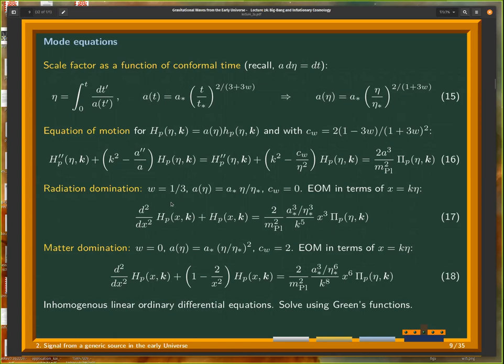Yesterday, we solved these equations of motion already with a 0 on the right-hand side. So in this case, in the general case, we found some Bessel functions, and then we looked at the solutions, the explicit solutions during radiation domination and matter domination. But now these inhomogeneous differential equations can be solved using Green's functions.